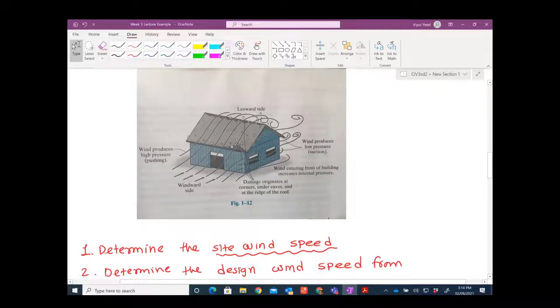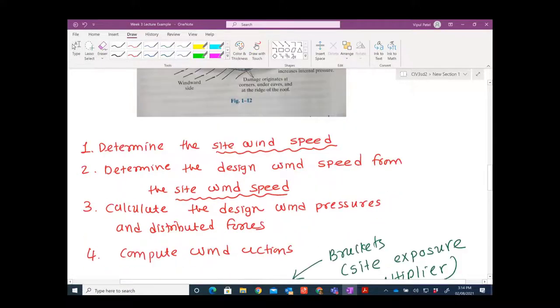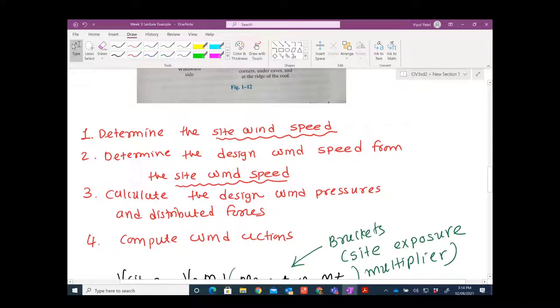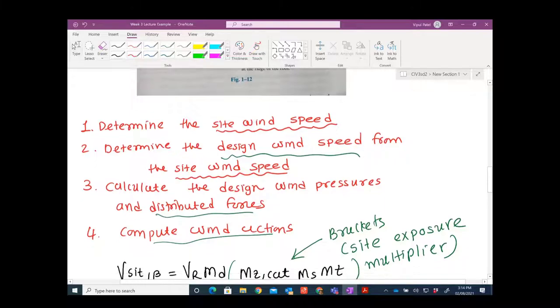So this is already explained: windward wall, leeward wall, and the wind going, opening, and blowing it up. So that's all good. Now, basically, any wind load calculation will follow these steps. We always need to find the site wind speed. That is step number one. Then from the site wind speed, we find the design wind speed. And from the design wind speed, we find the distributed load, and then we find the wind force. So these are the typical steps in any example you might have when designing for wind.